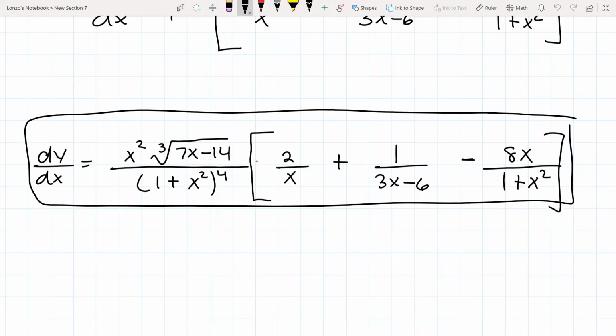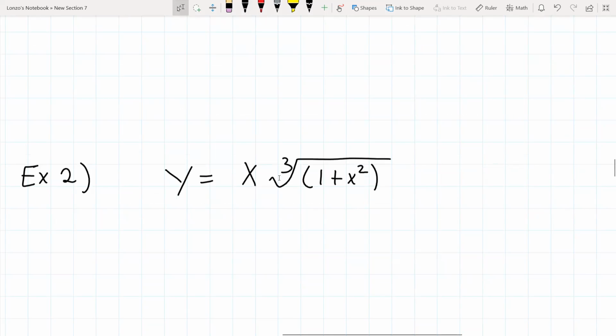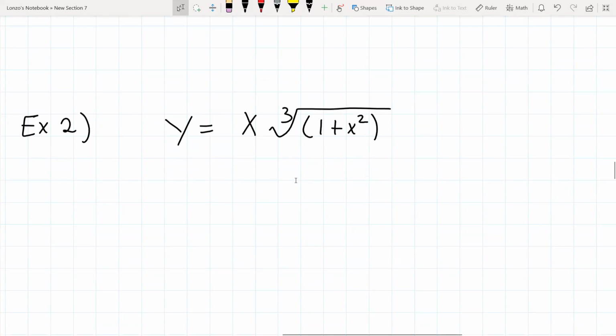Let's do example 2. Just like the last one, find the derivative using logarithmic differentiation. The first thing I would do is rewrite. I think it would be easier if I rewrite the problem as x times 1 plus x squared raised to the 1/3, right? Because this is the same thing as the cube root.